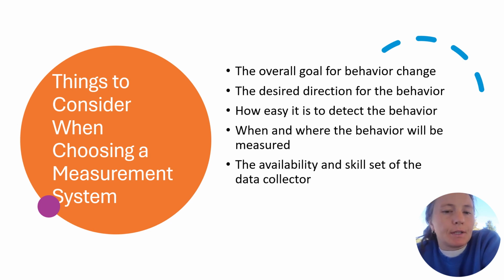Some things to consider when choosing a measurement system: the overall goal for behavior change, the desired direction for the behavior, how easy it is to detect the behavior, when and where the behavior will be measured, and the availability and skill set of the data collector.